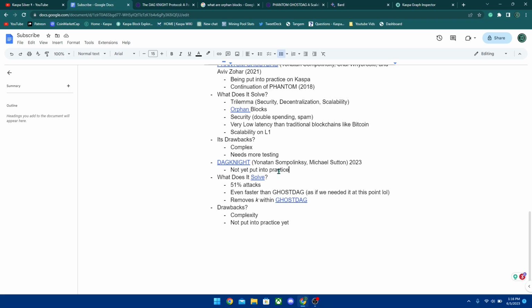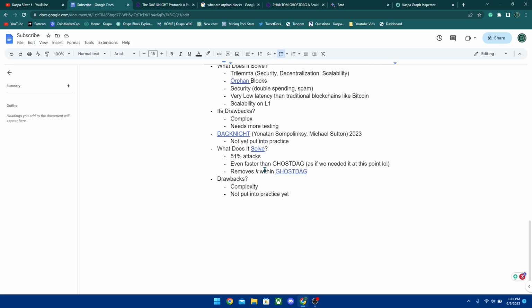What does it solve though? So the GHOSTDAG protocol does solve security issues when it comes to attacks like less than 50% attacks, which are basically when one central entity has most of the hash power, more than 50% of the hash power. And DAG Knight actually solves 51% attacks, and then it's even faster than GHOSTDAG, as if we needed it at this point, because GHOSTDAG is already super fast, but DAG Knight is going to be even faster. And essentially what it does is it removes the K within GHOSTDAG.